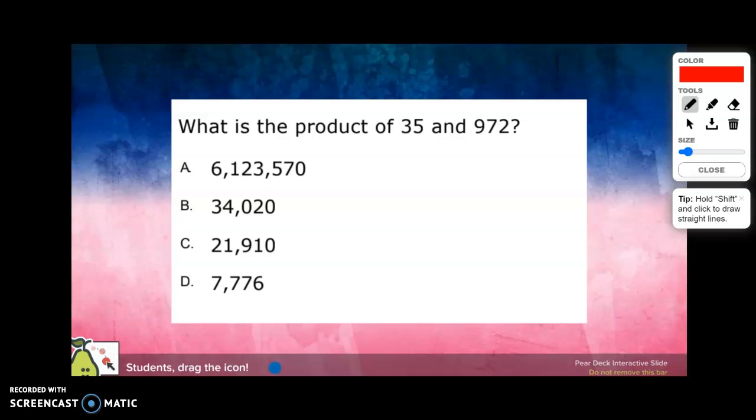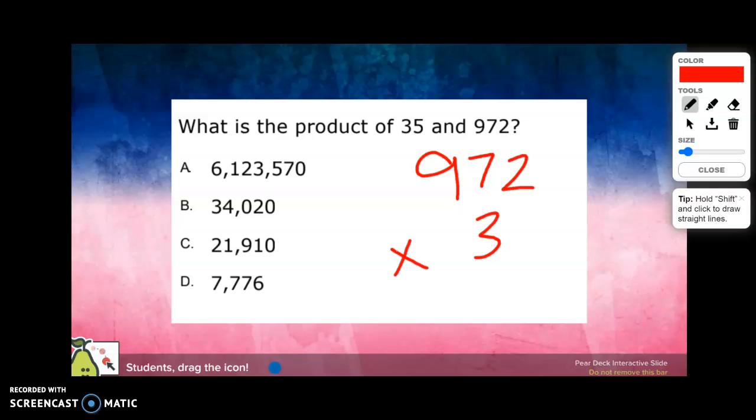Go on, Coach Parker. What is the product of 35 and 972? Also known as 972, guys. And he's going to work this out for you. Oh my God. All right, never mind. I'm going to work it out.